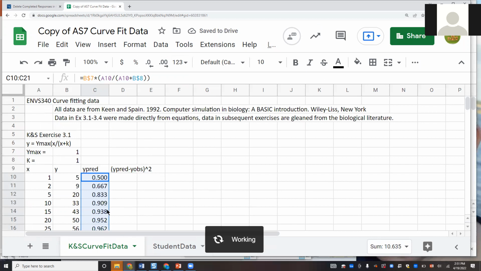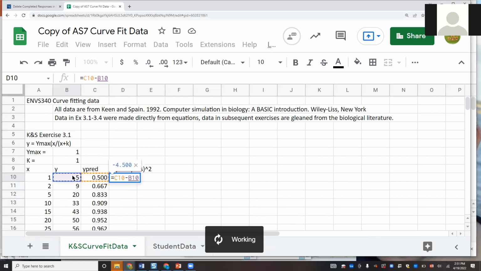Okay, now I'm going to do Y predicted minus observed here. So this equals predicted minus observed. And I'm just going to, in one fell swoop, also square that difference. So I'm going to put on a square there.